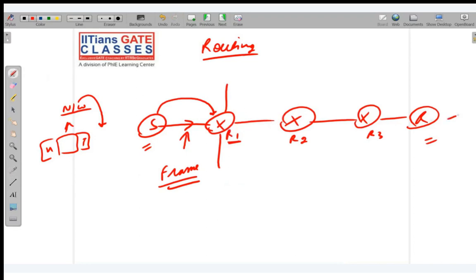Like if the receiver is here, then obviously it has to send the packet here, na? It cannot send the packet there. Obviously, it has to send here only. So how will the router come to know about this? So this exactly we will study in routing.